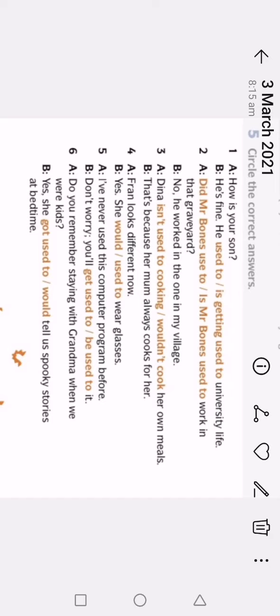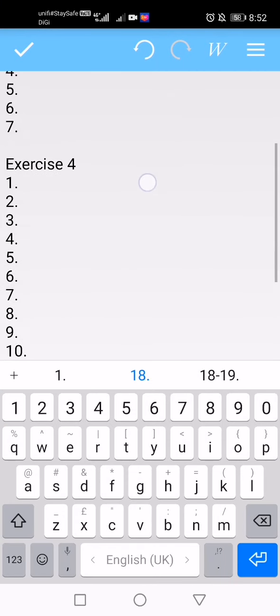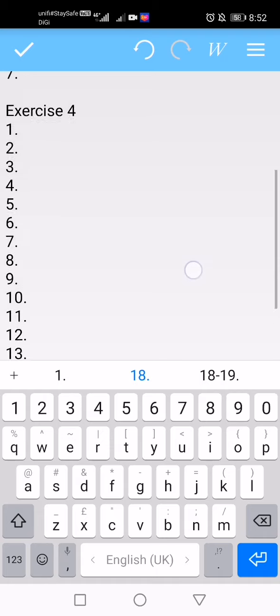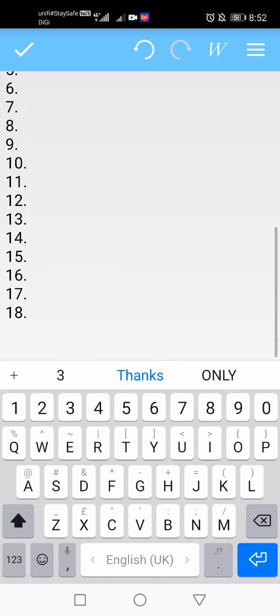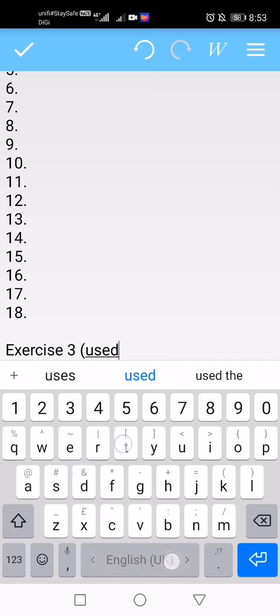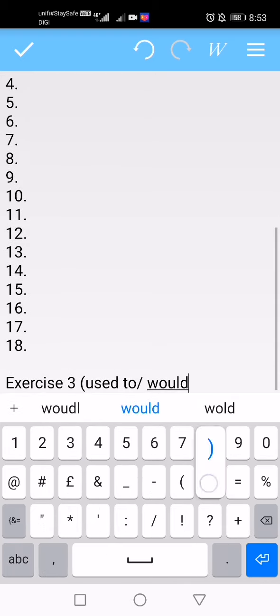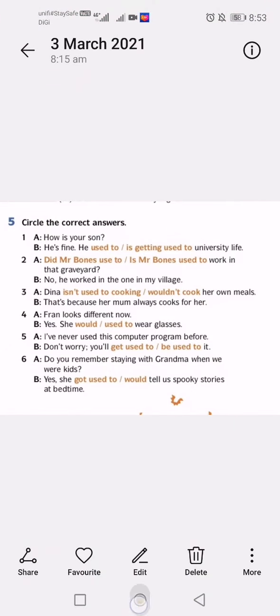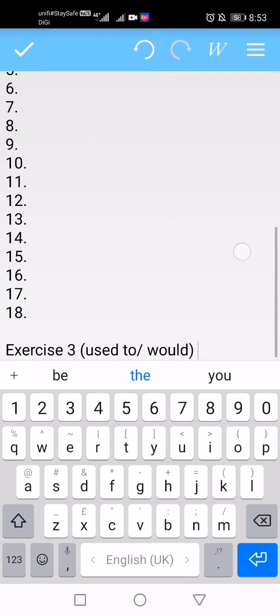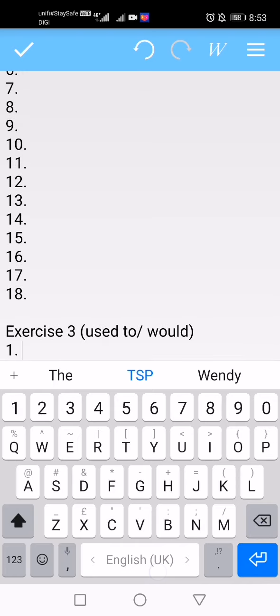Don't copy, class, don't copy. This is exercise 3, page 23. Never mind lah, class. You just write again, exercise 3. This one is used to, would. Okay, how many questions are there? 6 questions. Don't copy the questions. No need to waste your time. Just write down the answers.